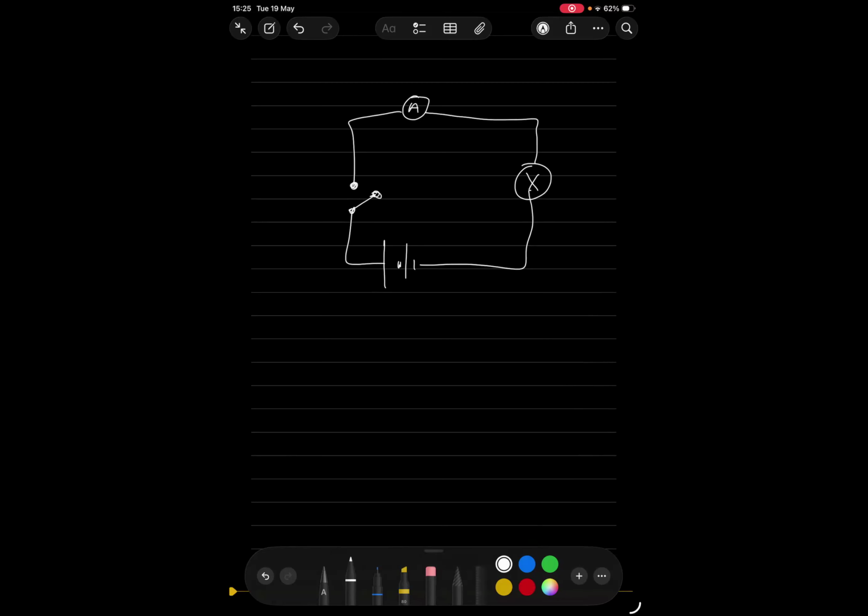So your battery is going to be 12 volts. But when the switch is closed, this value decreases. Maybe it becomes 11.5. This is no longer an EMF. This is a potential difference. This is no longer a voltage. This is a potential difference.